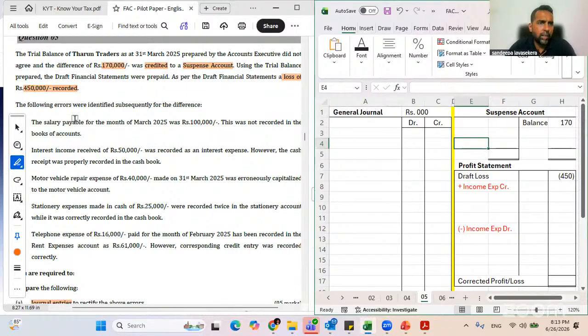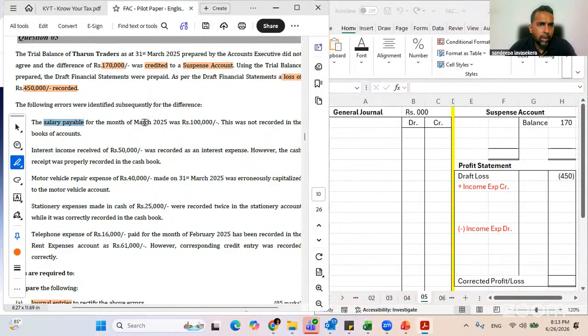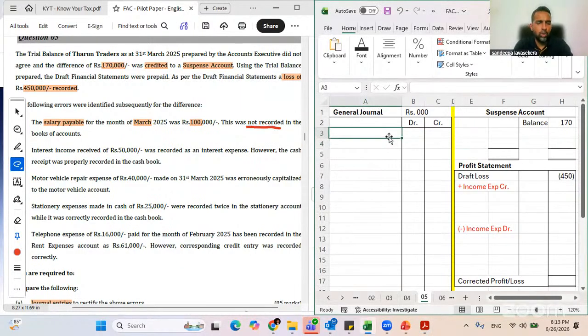Look at the first transaction. They're trying to correct the errors. Salary payable for the month of March, 100, was not recorded. That means omitted, right? Was omitted, not recorded. So shall we record that? That's an omission, no? So salary expense shall be increased. Salary expense debit 100. Salary payable credit 100.